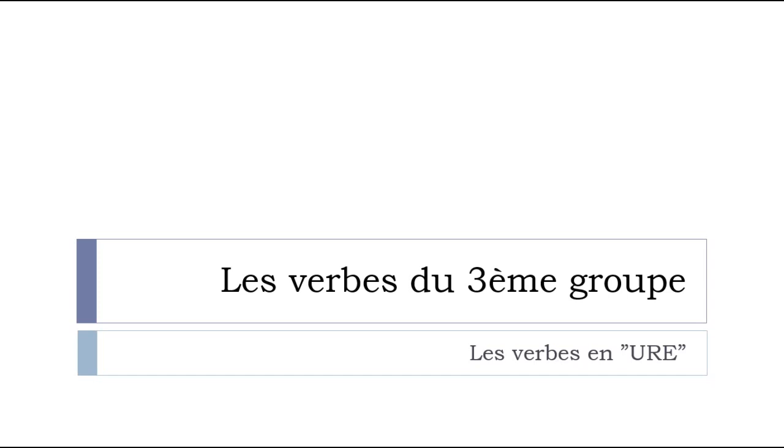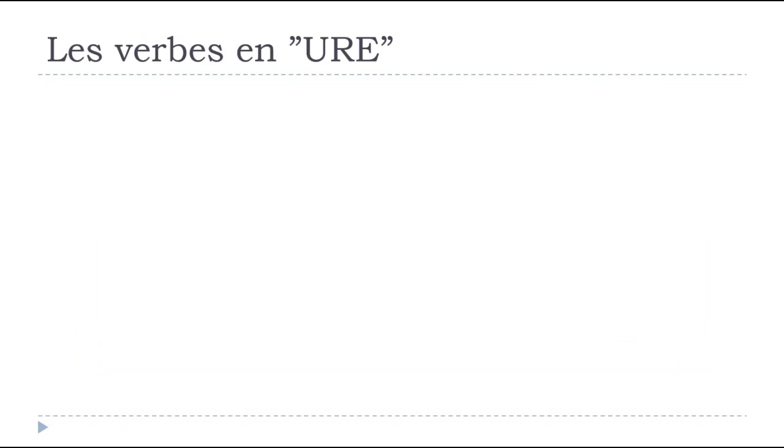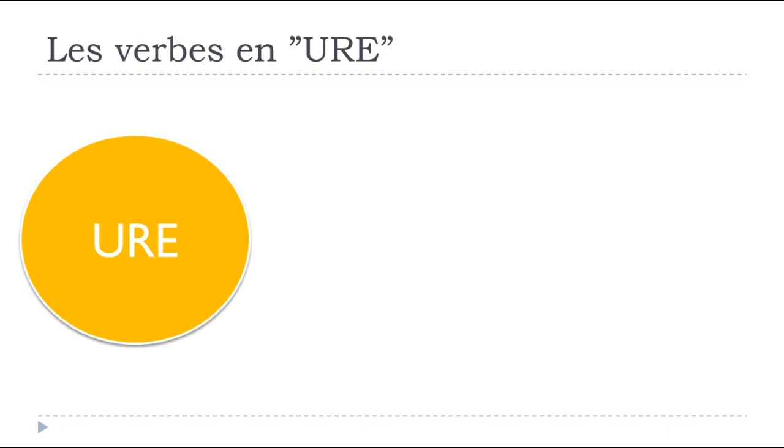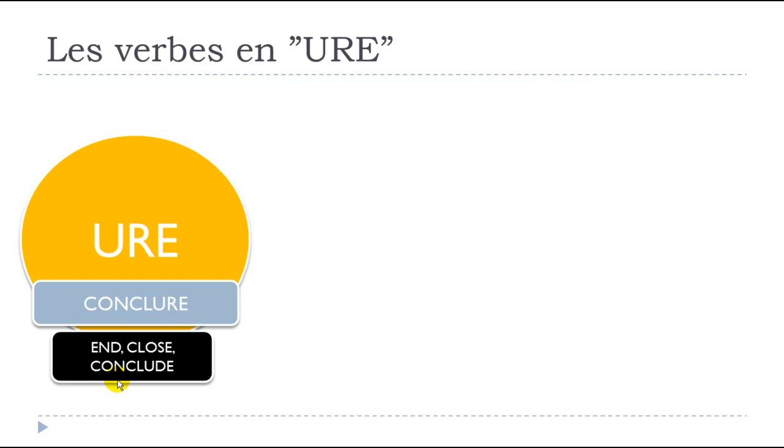Les verbes du troisième groupe. And more precisely, how to conjugate les verbes, the verbs that are ending with U-R-E, okay, so UR. And even if it's, let's call it a micro group, I think it's quite important to take the time to see how to conjugate these verbs, okay? The example I wanted to take is conclure, and basically it means to end, close, or conclude. Okay, so let's see how we will conjugate conclure.